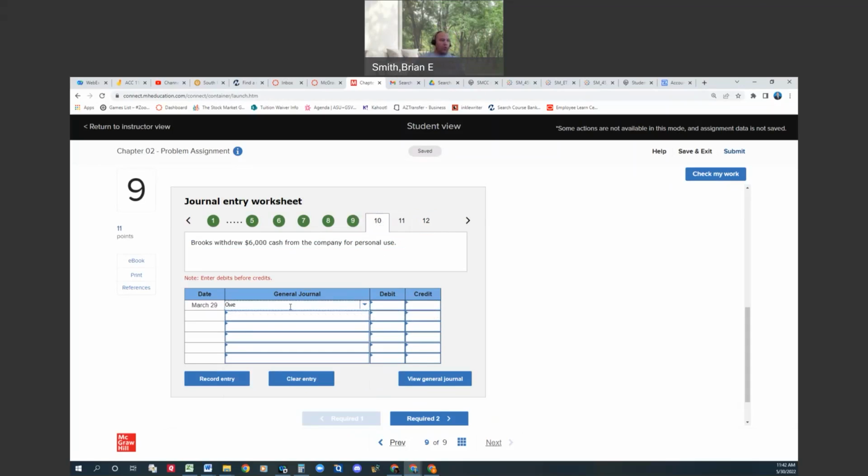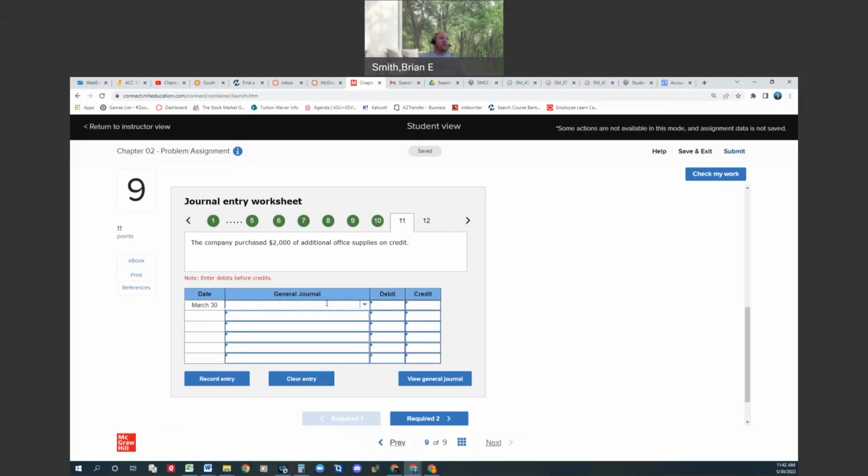Owner's withdrawals, normal balance. Let's put withdrawals. There it is. Normal balance on the owner's withdrawals account is a debit. Okay, it's $6,000 on the debit side. That's increasing it, but remember, an increase in this equity account is going to decrease overall equity. Whoopsie, I keep doing that. Cash. All right. Two more entries, and then I'll show you how to do this.